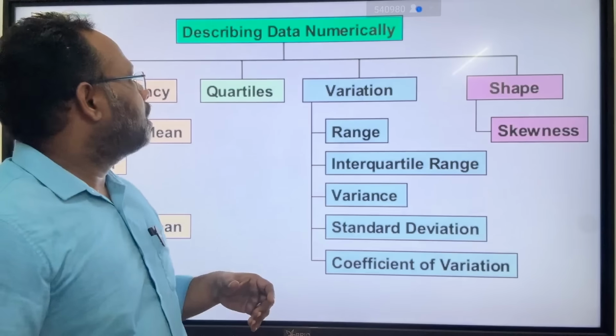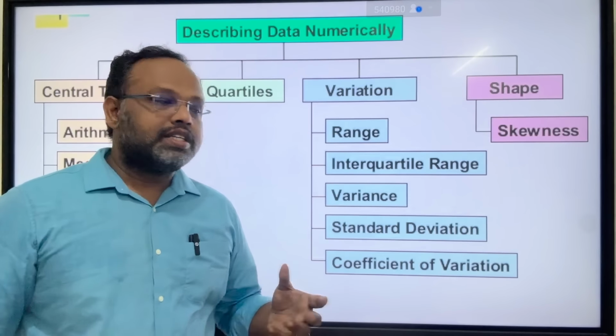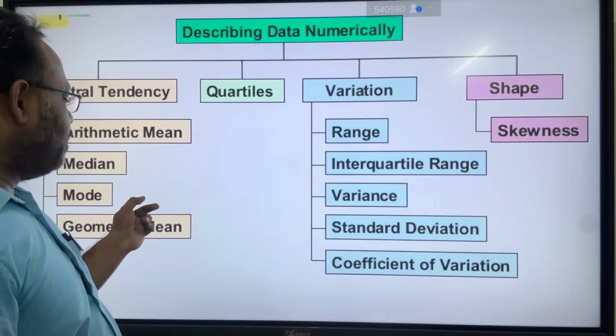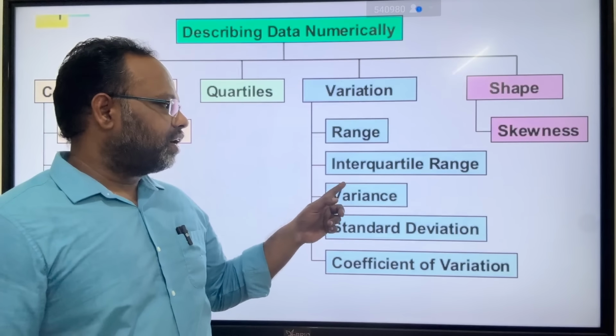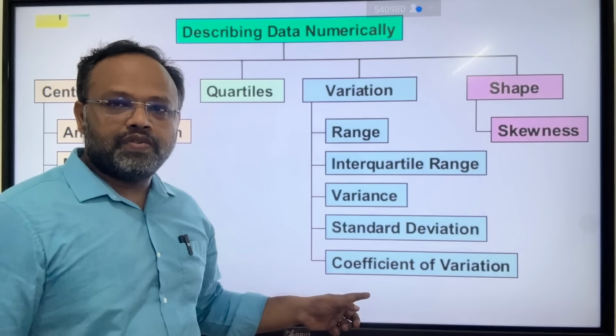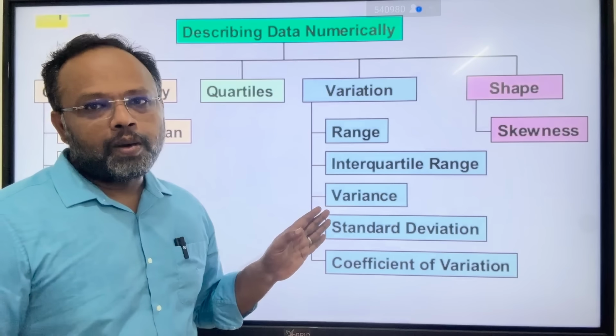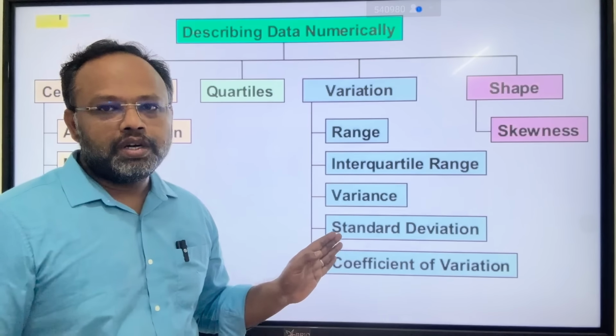Then we discussed how we describe the data numerically, that is, measures of central tendency: mean, median, mode, and measures of dispersion or variation: range, interquartile range, variance, standard deviation, coefficient of variation. All these are problem-based questions which they can ask in your BCBR exams.